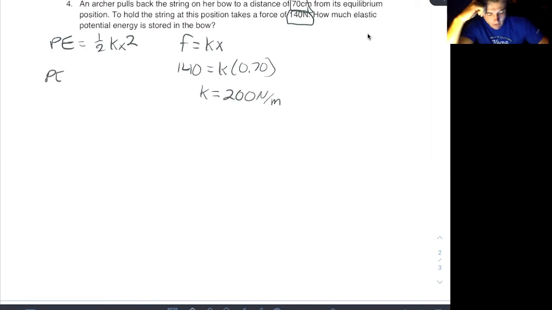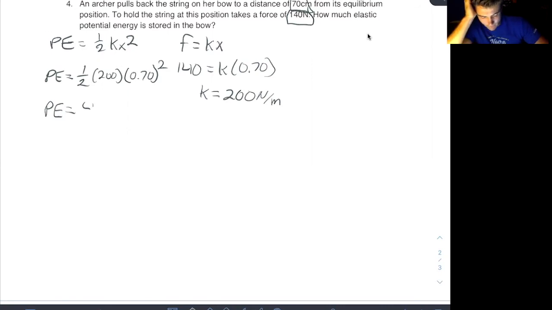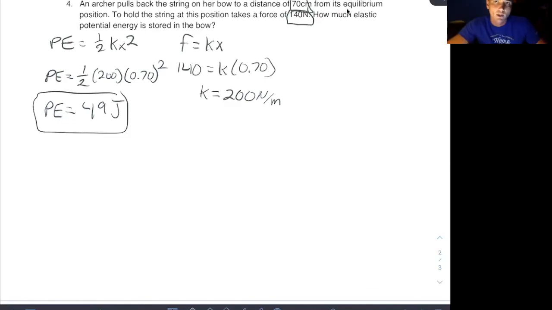It's pretty much the same problem as before, just the string is acting as if it were like a spring in this case. So 0.70 squared. All right, and then when you solve it out, 49 joules. That's what you get.